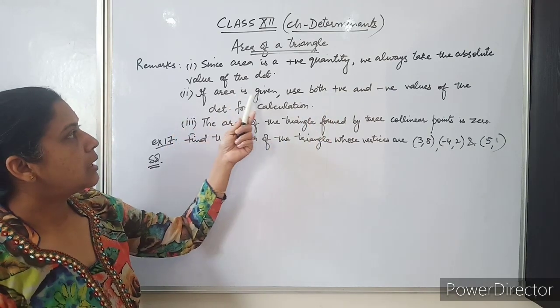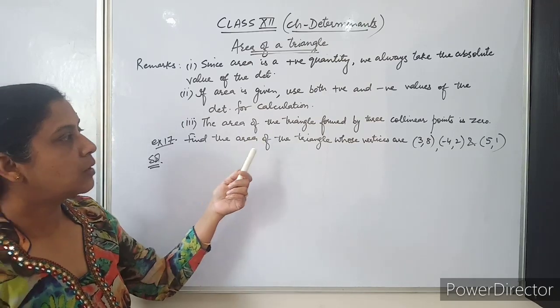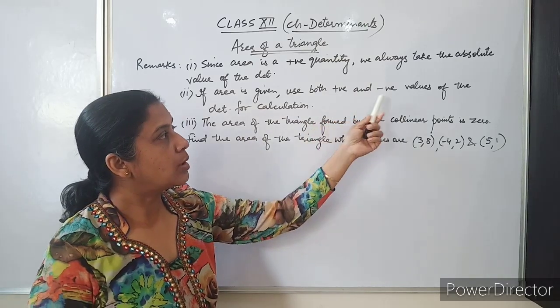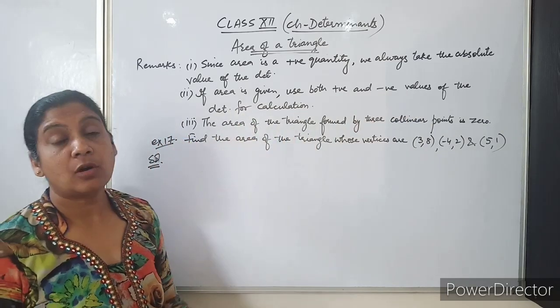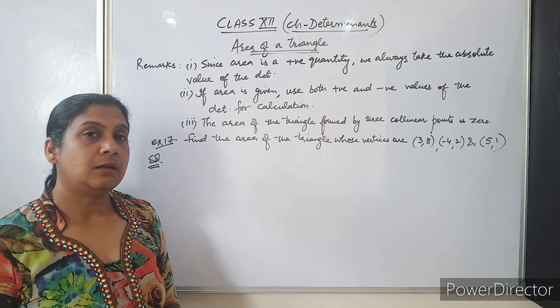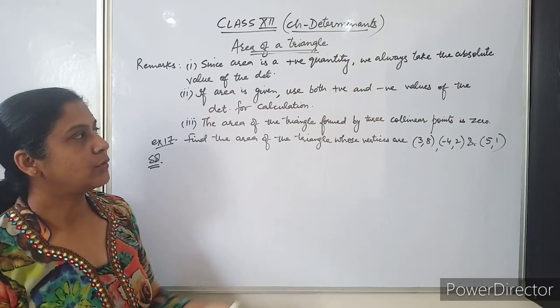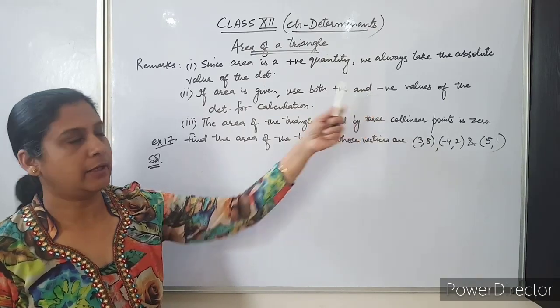Absolute value means to say modulus value. Second part, in case the area is already given and you have to find out some scalar, then use both positive and negative values of the determinant for calculation, because actually we do not know whether that particular scalar for which we are solving was originally positive or negative. So we have to take two cases, positive as well as negative.